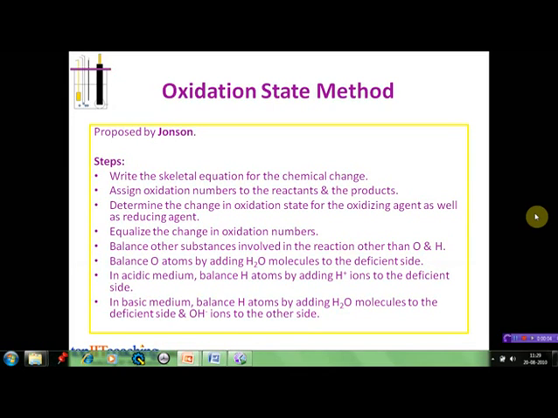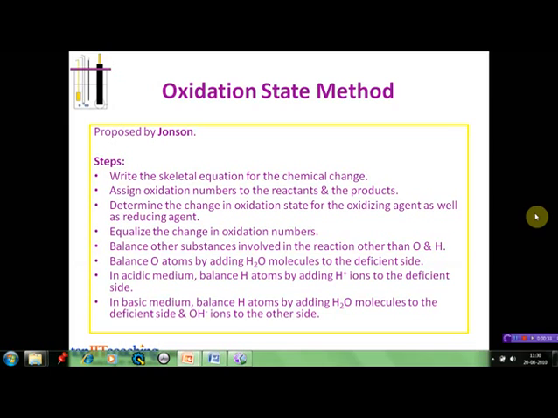The first method is the oxidation state method proposed by Johnson. In this method, the first step is to write the skeletal equation for the chemical change taking place. Then oxidation numbers of the reactants and the products are assigned. The change in the oxidation state is determined for the oxidation and the reduction half. This change in oxidation numbers is then equalized by multiplying with a suitable coefficient if required.